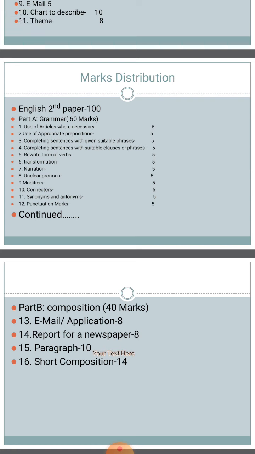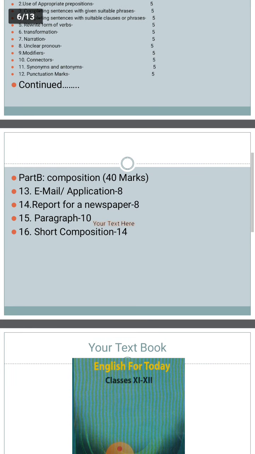You will also not be given any textbook for part B, that is called composition, which carries 40 marks. And there are 4 questions here. Number 13, email or application question, it carries 8 marks. Number 14, report for a newspaper, 8 marks. Number 15, paragraph, 10 marks. Number 16, short composition, 14 marks. Then total English second paper carries 100 marks.